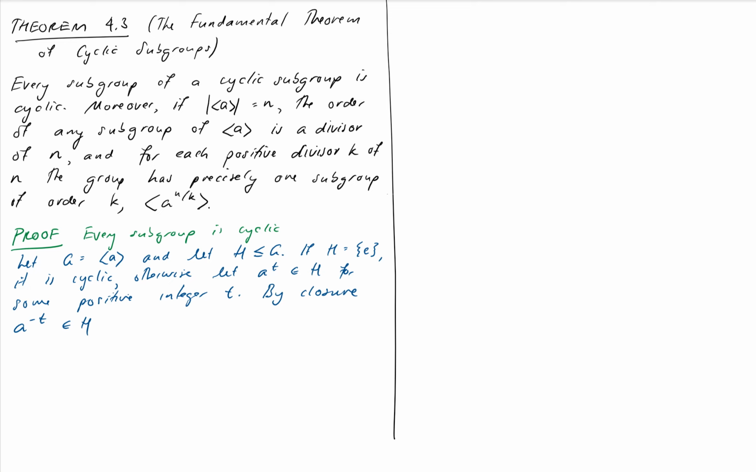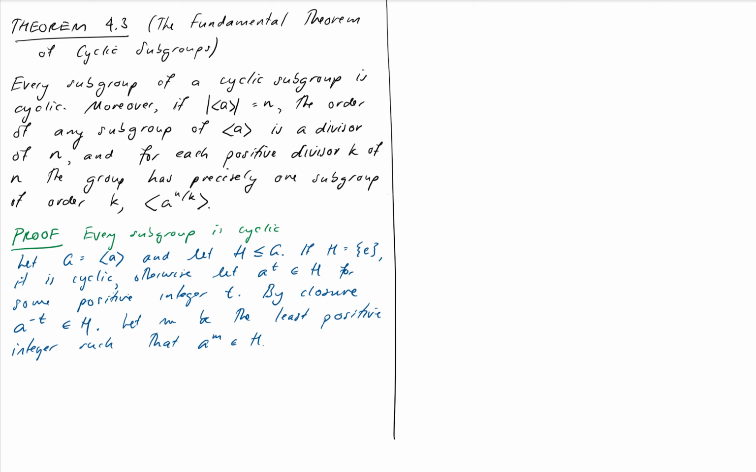Okay, so we've established that we have some a^t in our H where t is a positive integer. So because we have a positive integer, we can now choose the least of these. So let m be the least positive integer such that a^m is a member of H. Now it might be the a^t that we chose to start with, it might be a smaller one, but m is the least of these.